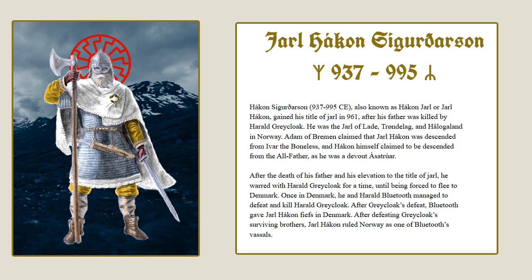After the death of his father and his elevation to the title of Jarl, he warred with Harald Greycloak for a time, until being forced to flee to Denmark. Once in Denmark, he and Harald Bluetooth managed to defeat and kill Harald Greycloak. After Greycloak's defeat, Bluetooth gave Jarl Hákon fiefs in Denmark. After defeating Greycloak's surviving brothers, Jarl Hákon ruled Norway as one of Bluetooth's vassals.